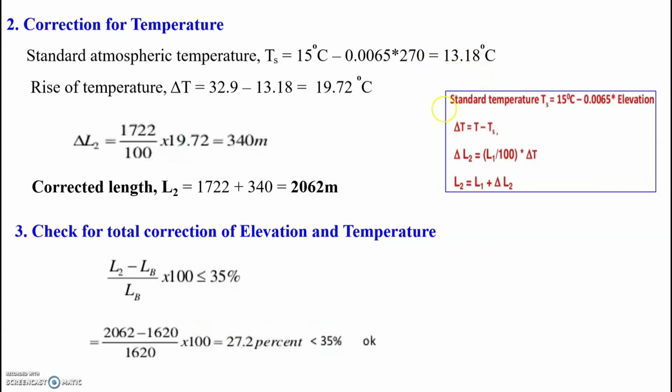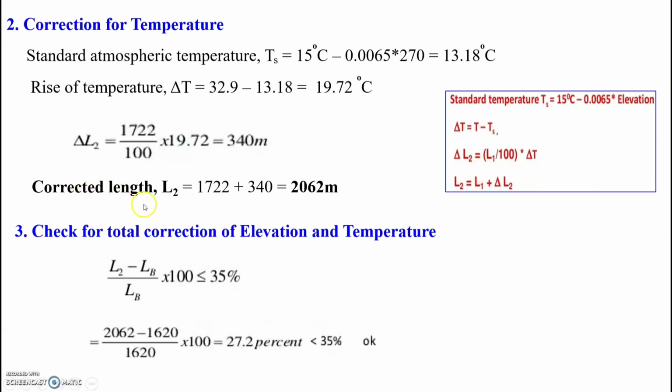So now you have your T value and Ts value. You can easily find out the rise of temperature, delta T, which will be 19.72 degrees Celsius. Once you have your delta T value, you can find the correction for temperature, which is L1 by 100 into delta T. What is L1? L1 is the previous runway length after applying the correction for elevation.